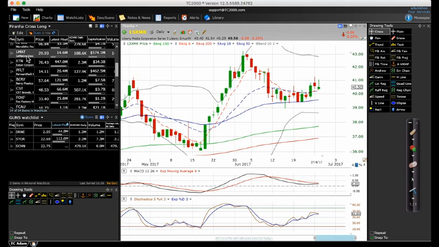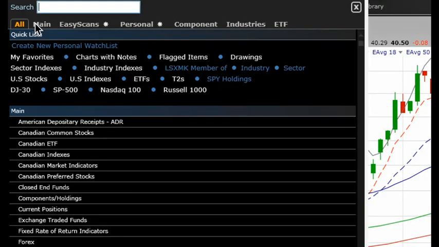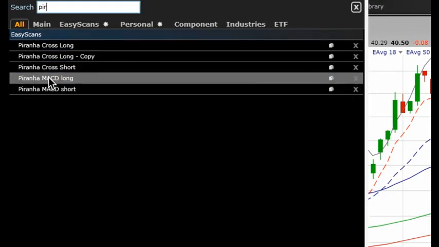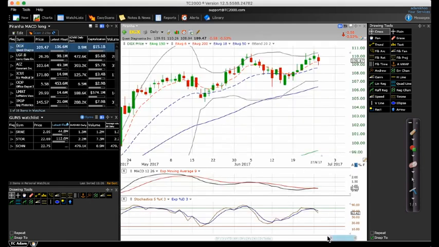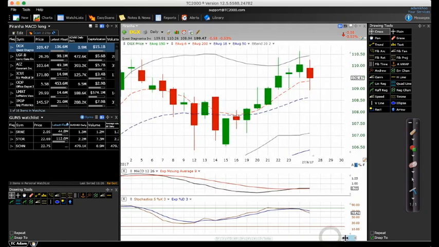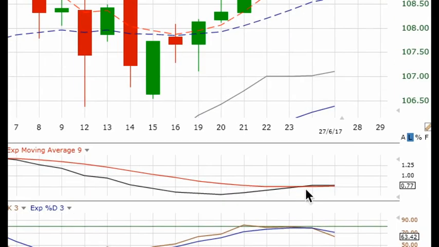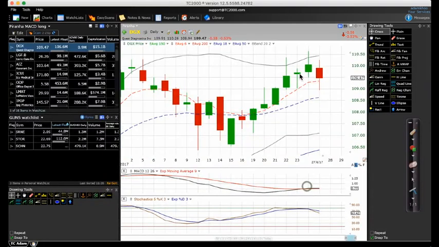Okay, so the next one I'm going to screen for would be Piranha MACD long, which is the MACD crossing bullish signal. First off is DGX. I'm going to click on that. And you can see MACD indeed has just crossed bullish. MACD line above signal line, and we have got our swing high candle and our pullback candle. So swing high, pullback, MACD signal over there.